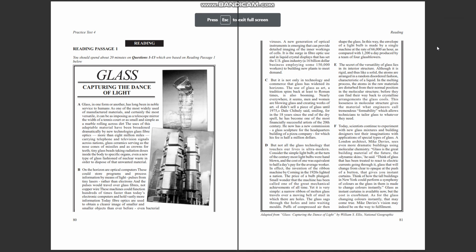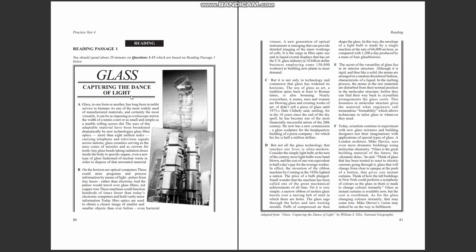In today's lesson, we are going to attempt one reading passage. It's IELTS Cambridge Book 1 Practice Test 4. So reading passage 1 of this book. The heading is Glass, Capturing the Dance of Light.